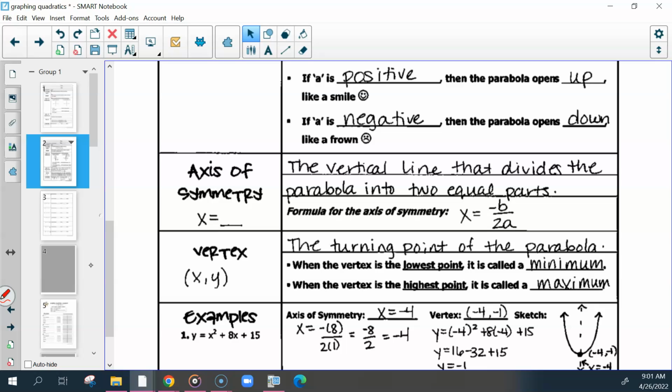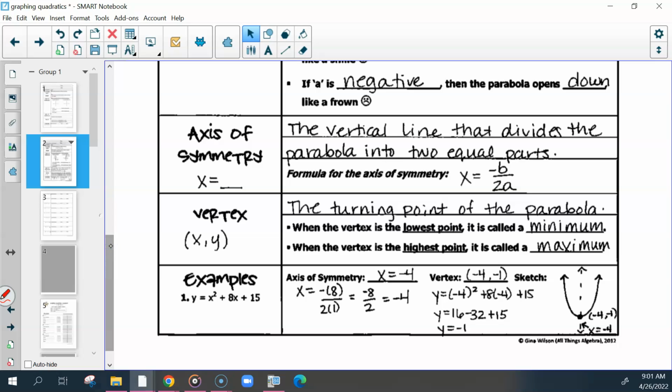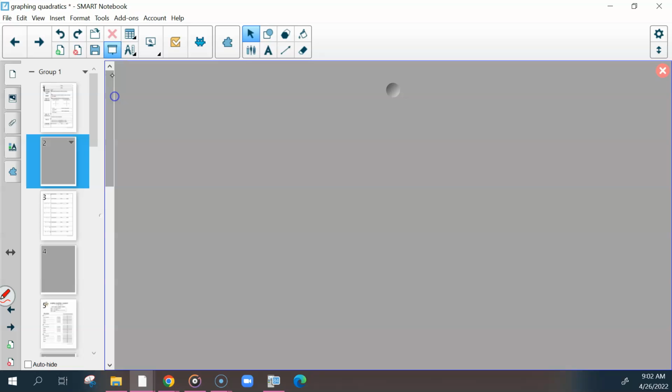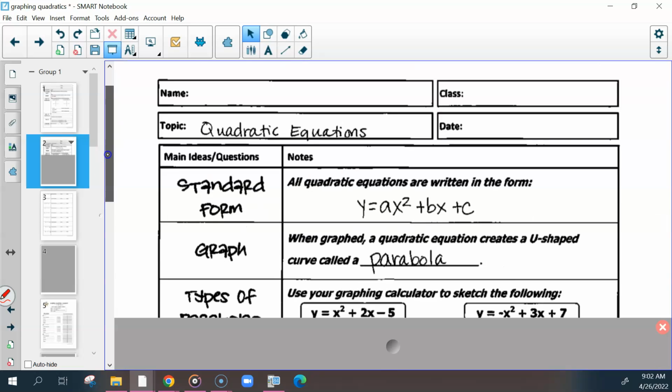Thinking back to our shark bite, if we have x equals some number, that would be some vertical line. We use our axis of symmetry to help us find our vertex.